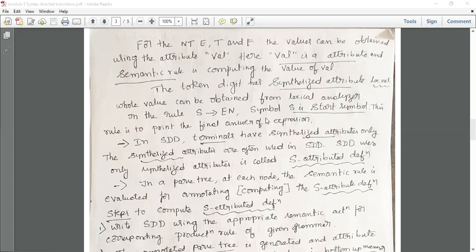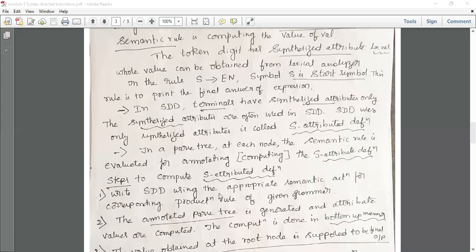Only synthesized attributes, in the sense that they have some value, found wherever in the production, is nothing but your S attributed definition. In a parse tree, at each node, the semantic rule is evaluated for annotating, in the sense computing, the S attributed definition. In any kind of question they may ask, we need to draw the parse tree, and at each node the semantic rule is evaluated for computing the S attributed definition.